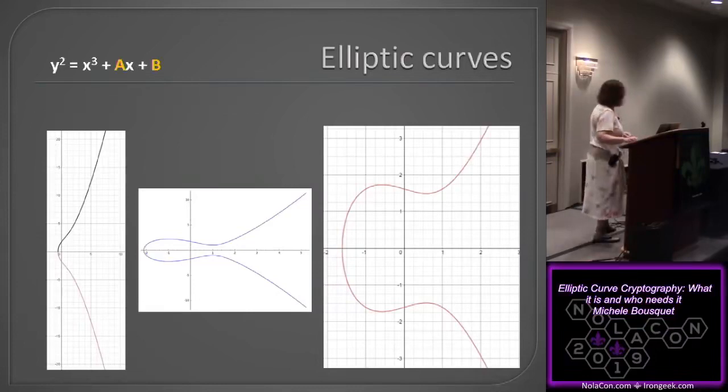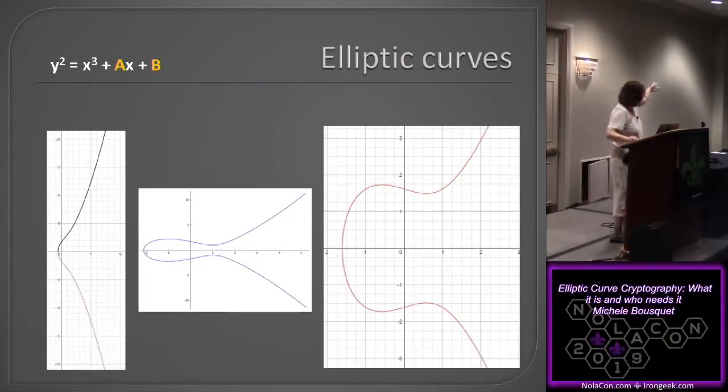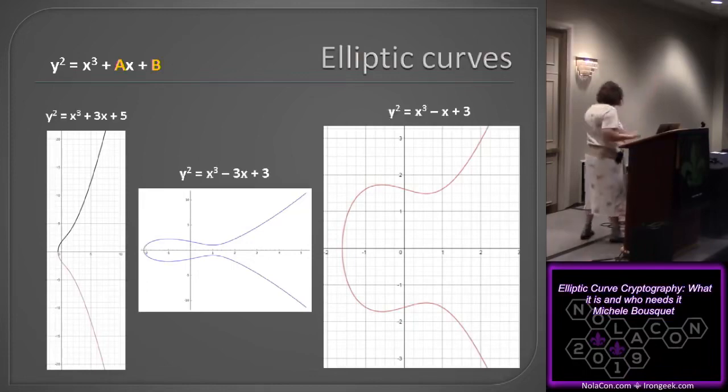So this is the type of formula that they follow. Something squared equals something cubed plus something times something plus something, right? So these curves, these are their formulas. And they're really easy to draw. You just start off with x equals 0, and you get 5 on the one on the left. And then you put in 1, 2, 3, 4. So you can draw your curve.